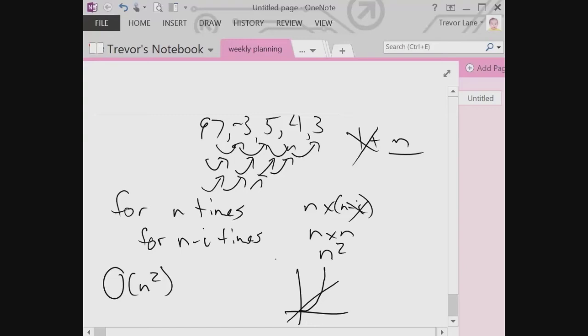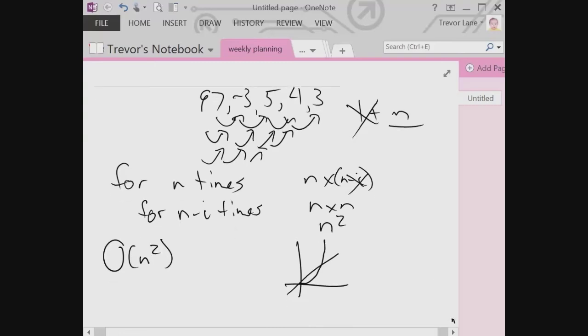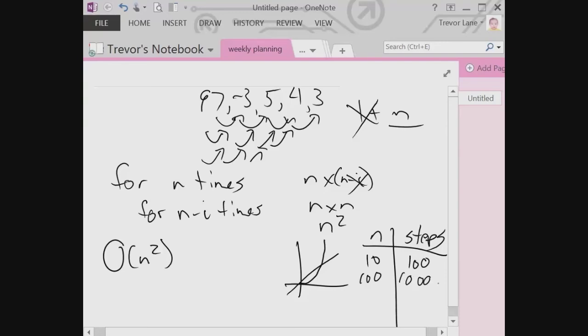So if we were to do another chart, let me scroll down so we can make space a little bit lower here. If we were to do another chart and we have n and then steps, we know that the function is BigOh of n squared. If n is 10, the number of steps is 100. If n is 100, then we have 100 times 100, so we end up with 10,000. So as the number increases, we end up with n squared. You can see that it greatly increases really, really fast.